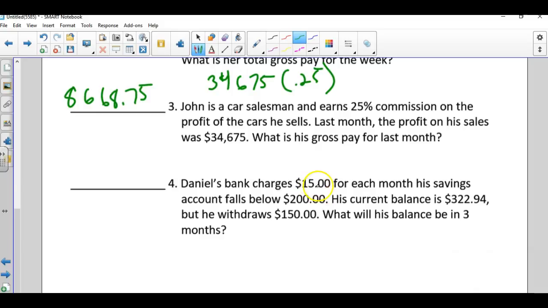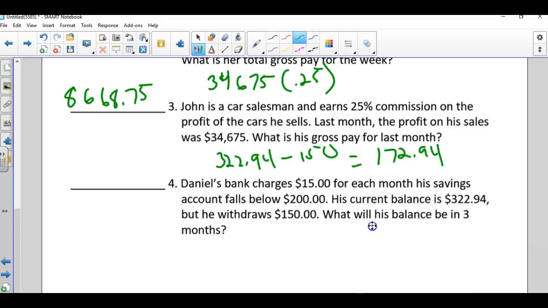Lastly, we've got Daniel right here. Daniel's bank charges $15 for each month his savings falls below $200. His account balance is $322.94. He withdrew $150. So that's going to give us $172.94. So now his balance is below $200.